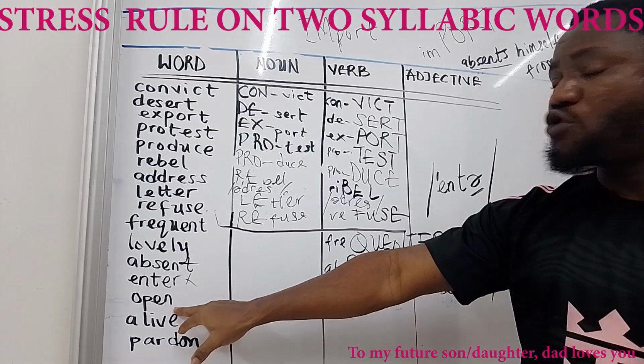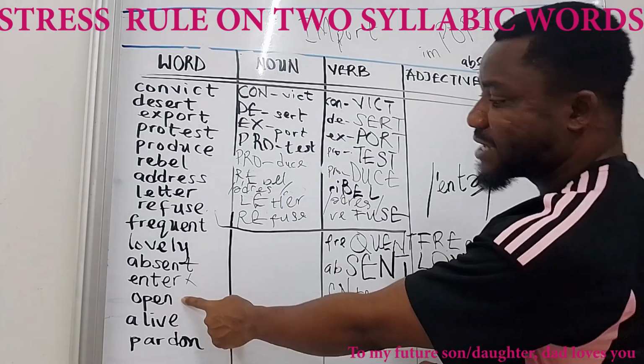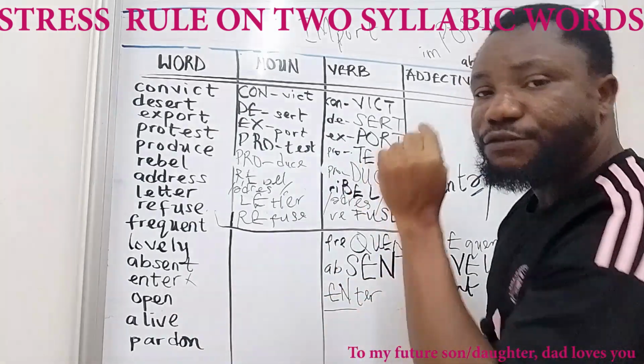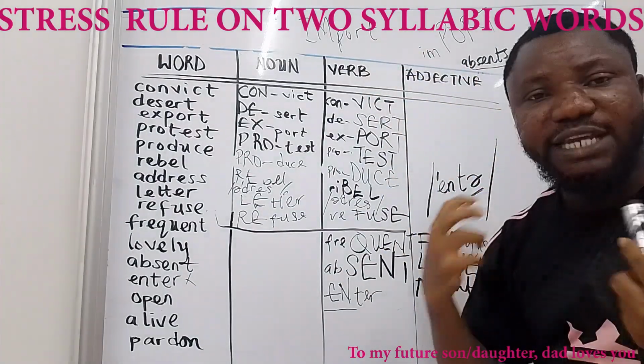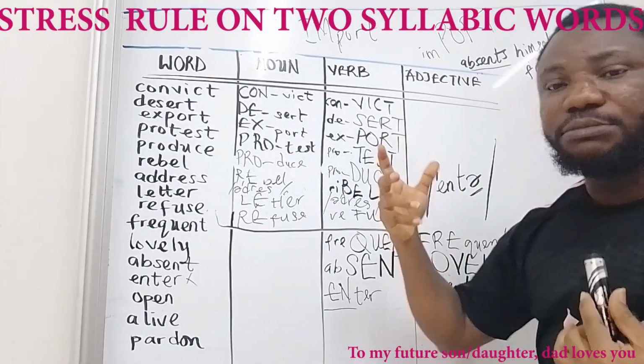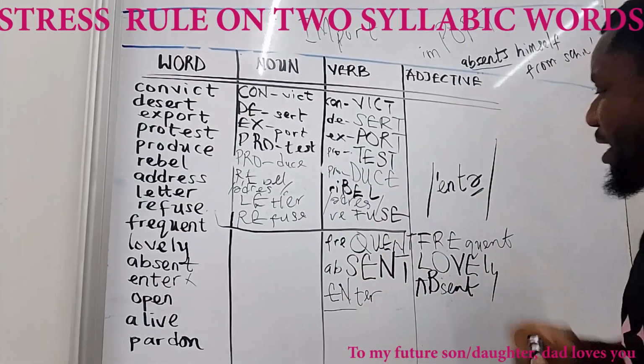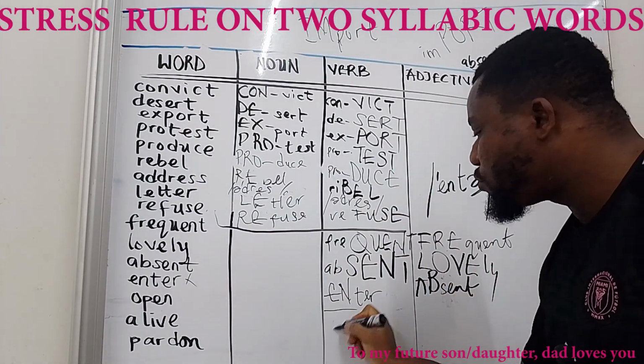Open. Look at the word open. Now here, the stress. This is also an exception. Open is a verb. And the rule states that a two-syllabic verb should take its stress on the second syllable, but there's an exception here. Look at how this word is transcribed. Open.